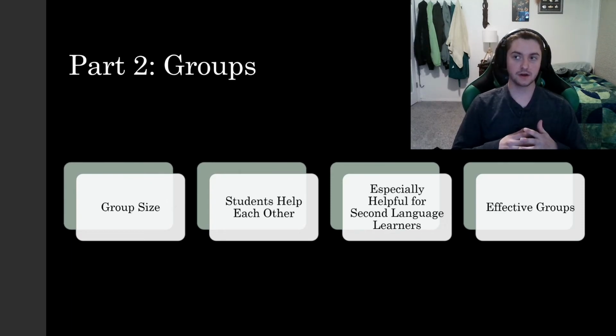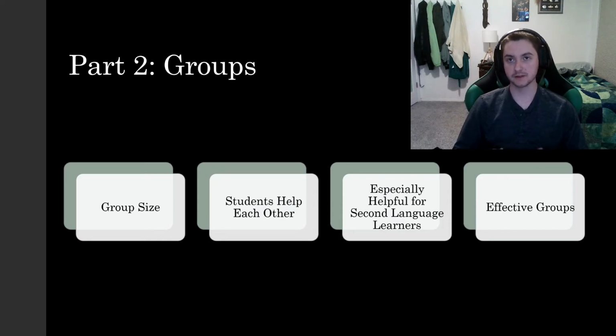And in pairs, you may not have enough help from each student. However, you could do that if you wanted to. That would be essentially read-pair-share as opposed to think-pair-share.